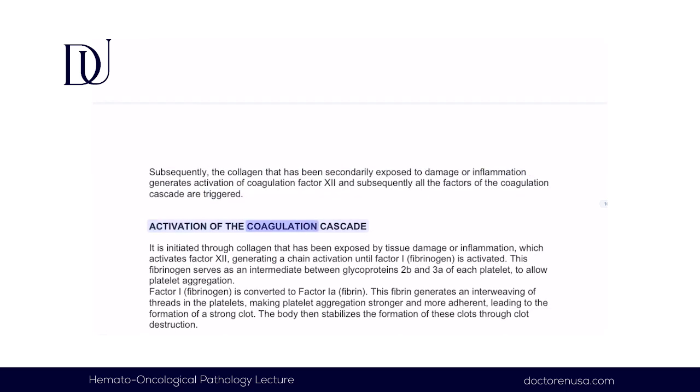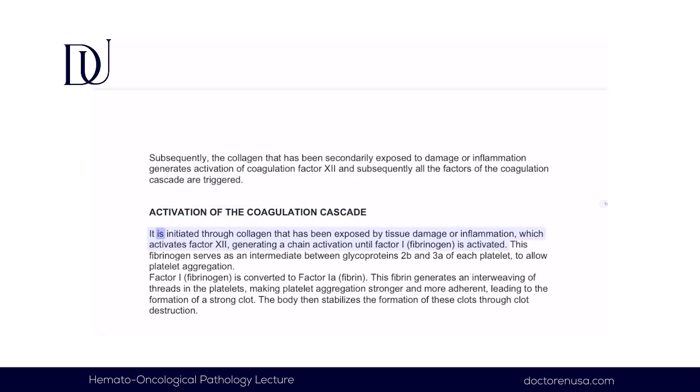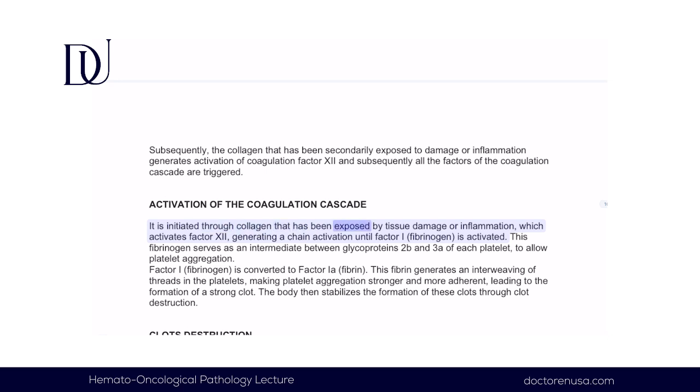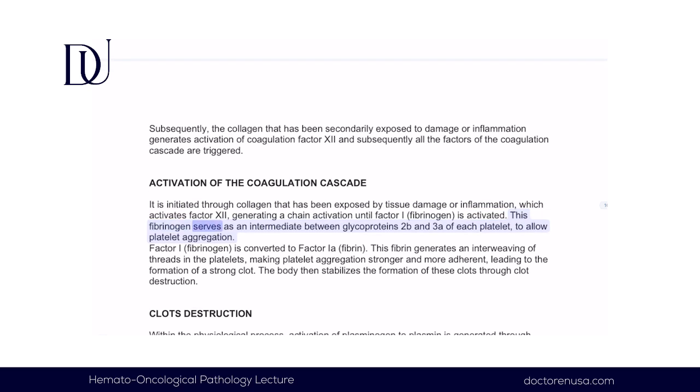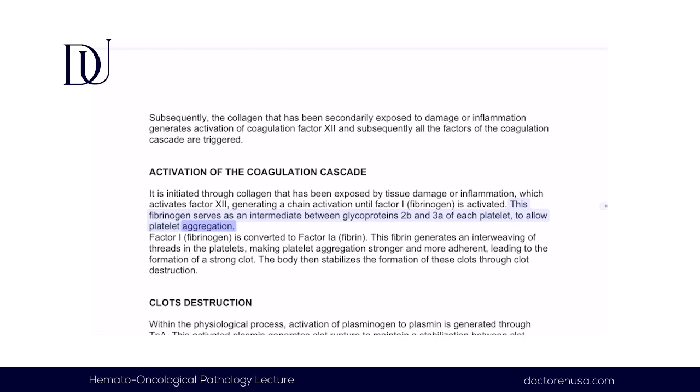Activation of the coagulation cascade. It is initiated through collagen that has been exposed by tissue damage or inflammation, which activates factor 12, generating a chain activation until factor I, fibrinogen, is activated. This fibrinogen serves as an intermediate between glycoproteins 2b and 3a of each platelet to allow platelet aggregation.